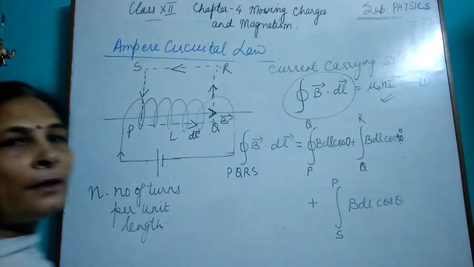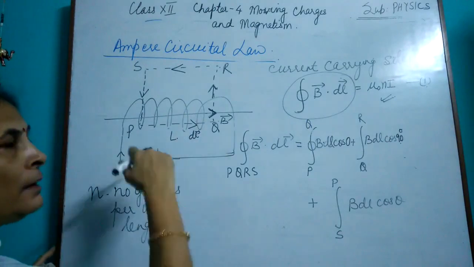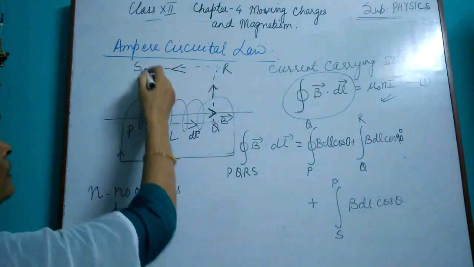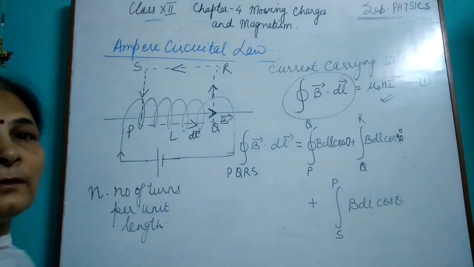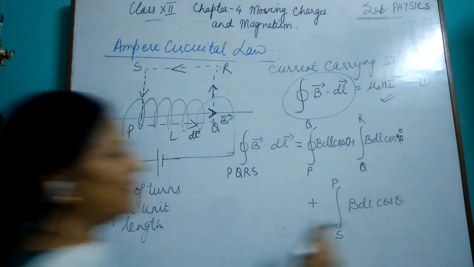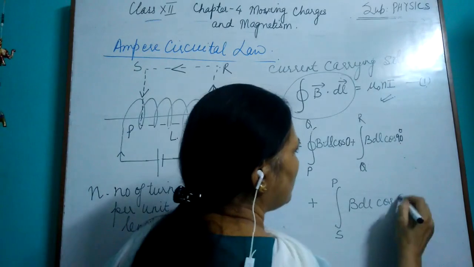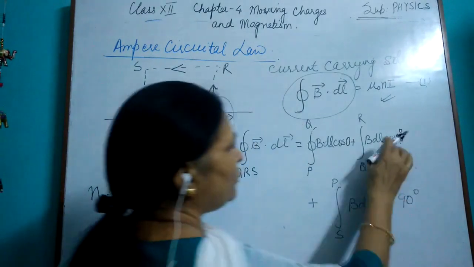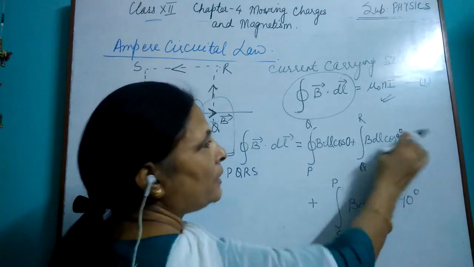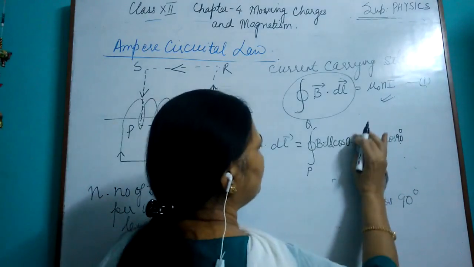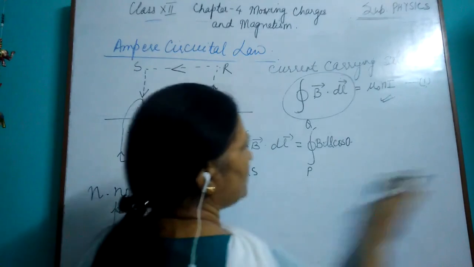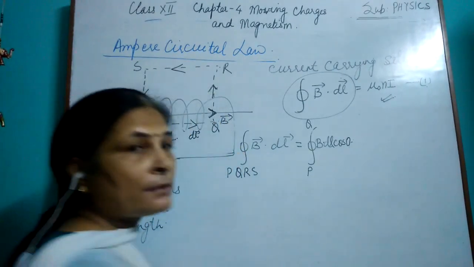This you write separately. Then come to S to P. Again, direction of magnetic field is this, direction of dl is this. So again, 90 degree. Now these two will again vanish. Cos 90 will be 0. So these two terms will become 0. You will be writing it in 3 steps.